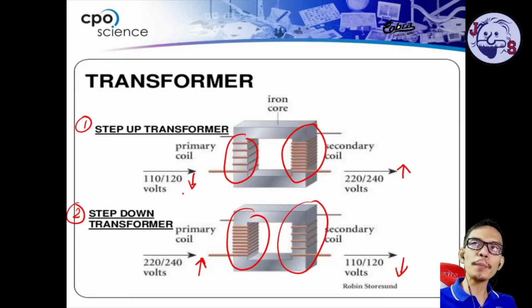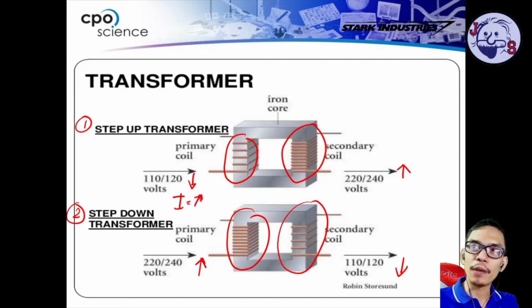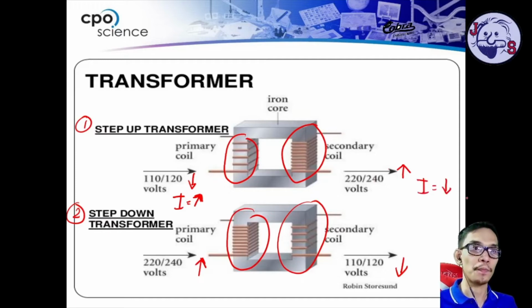Okay, now in terms of the current flowing here, the current flowing on this transformer has a higher amount. Alright, so the current here has higher value, and when it goes to the secondary coil, the current now is in lower value. Alright? So it decreases the current.